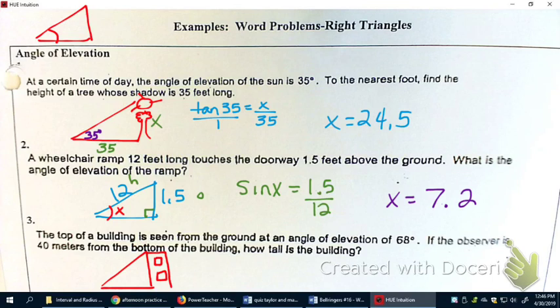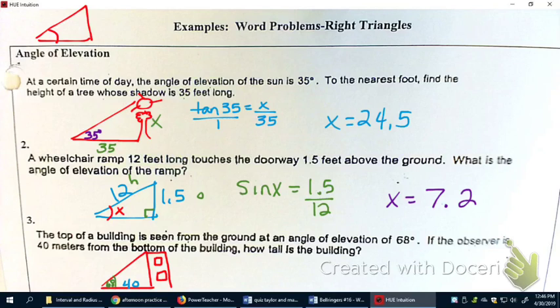Garrett, where do you think the 40 is? At the bottom, good. Because that's how far we are from the bottom. Raven, where do you think the 68 is, the angle of elevation? It's always that angle at the bottom that's making you look up. So it's down here. There's the 68.